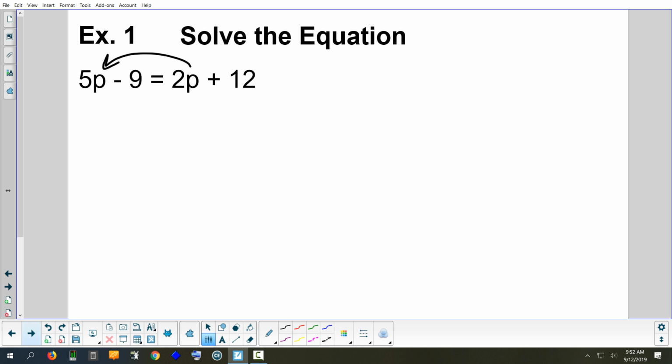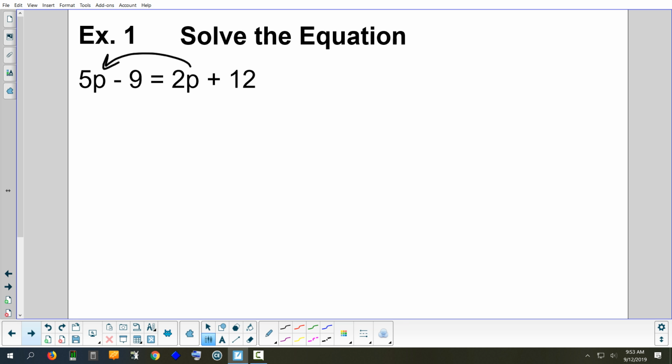Well, I want to get P by itself. I don't really care if the 12 is by itself right now, but there's something you can avoid by putting the variables on the left. It's not wrong if you do it on the right, and we're going to do it that way after. Negatives? Right, we can avoid negatives. Negatives on that side.